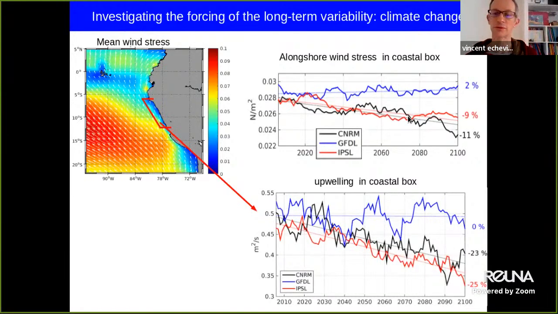If we now compute the vertical velocity and the upwelling using ROMS in the coastal box, what we see is that it's really different from the wind, and there is much more variability, a strong decadal variability. But we obtain for GFDL, in blue, a rather steady upwelling. However, for the two other models that have a wind decrease, the upwelling is decreasing a lot. It's a decrease of around 25% in 100 years. I forgot to say that with this model, we were able to simulate 100 years of scenario. So the upwelling is going to decrease very much for 2 models out of 3.